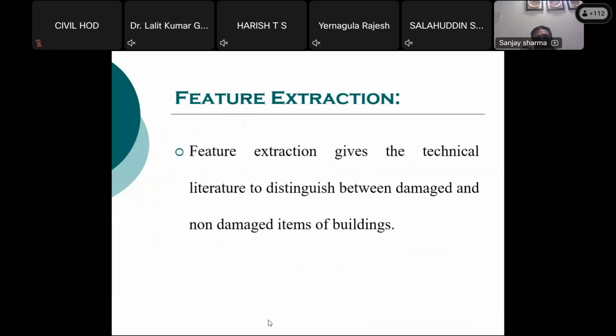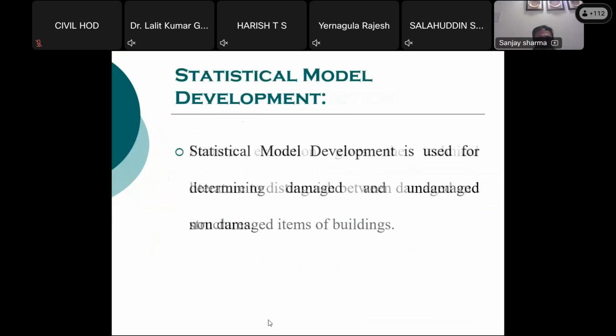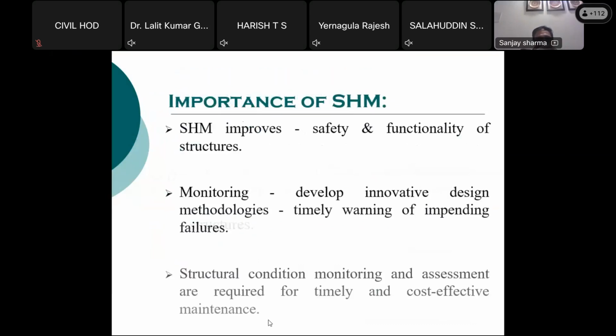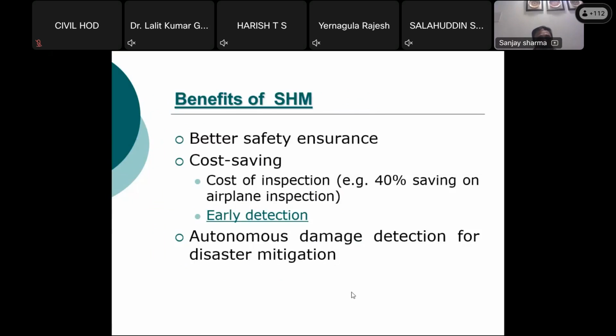So you have to distinguish between damaged and non-damaged parts of the building and any structure, and then select a suitable statistical model to evaluate it. If you are carrying out structural monitoring, it will help you improve the safety and functionality of the structure. It will provide you good, innovative data so that you can take it into consideration while designing buildings in future also. And structural condition monitoring assessments are required for timely and cost effective maintenance also. So that is cost saving.